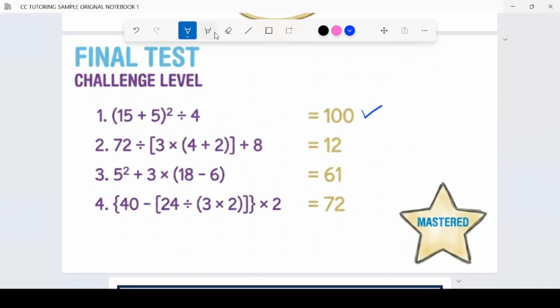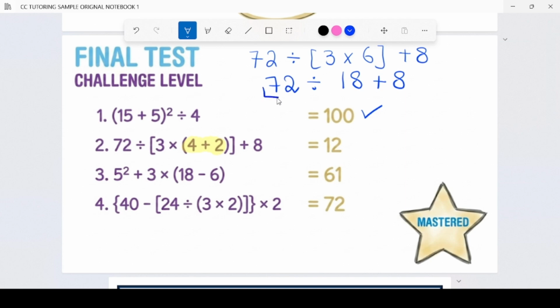In this case, first of all, I'm going to solve the round bracket. 4 plus 2 equals 6. So we'll write 72 divided by bracket 3 multiplied by 6 bracket close plus 8. Now according to precedence, we have to solve this bracket. 6 ones are 6, 6 twos are 12, it is 18. 72 divided by 18, plus 8.